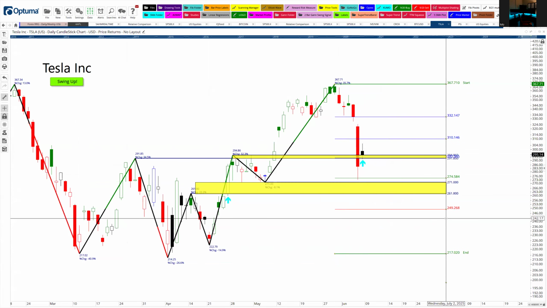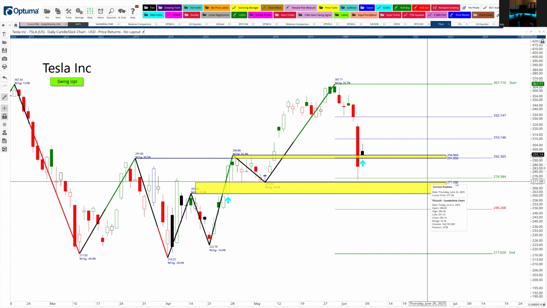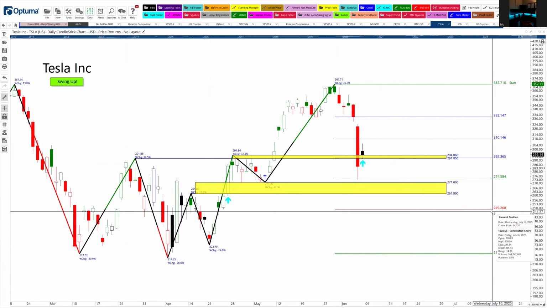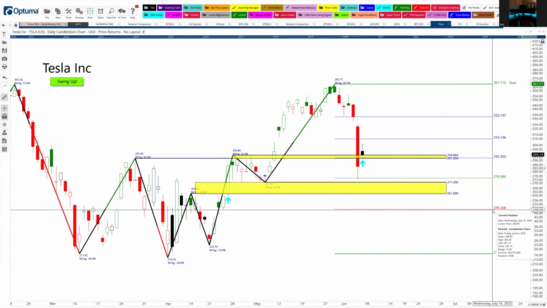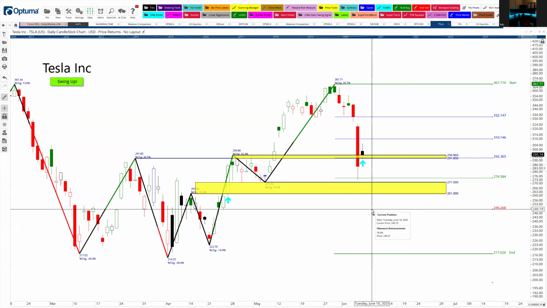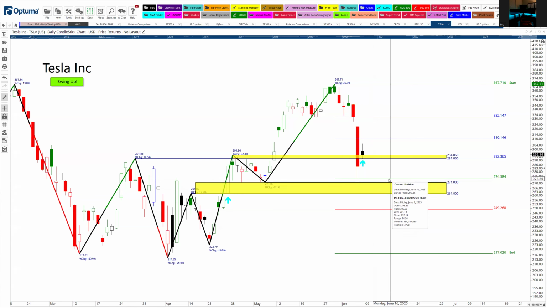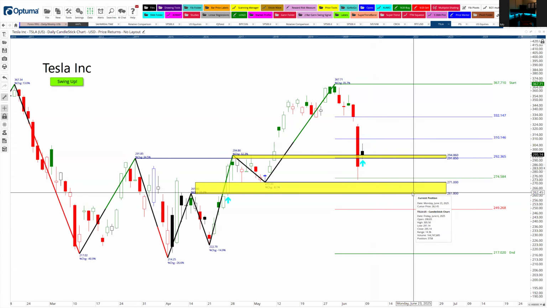249, right there. This is a 61.8. 78.6 is at 249. So this will be another one. We'll put us right here in the middle. That's it. We'll wait.